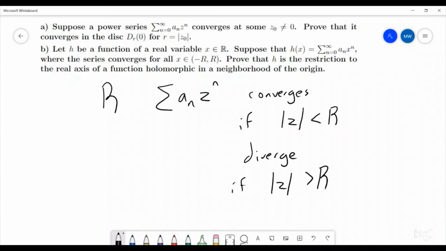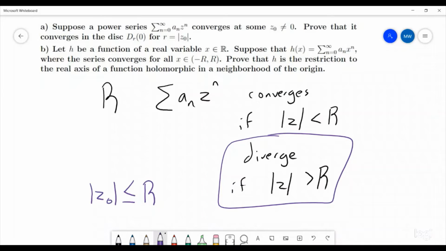Well, we know for a fact that it converges at some z0. We don't know what happens at the point where it's equal to the radius of convergence, but because it converges at z0, we know the modulus of z0 has to be less than or equal to r. Because if it was bigger than r, then it would have to diverge because of this condition here. So the modulus of z0 is less than or equal to r.